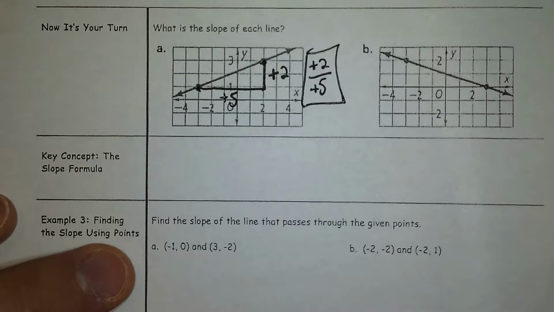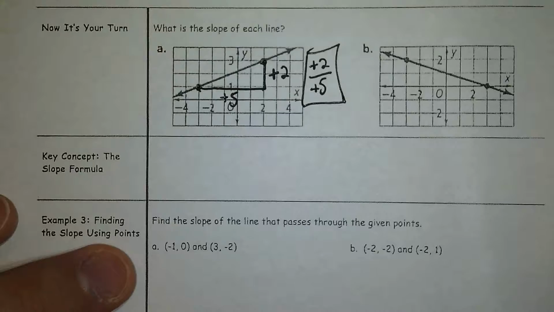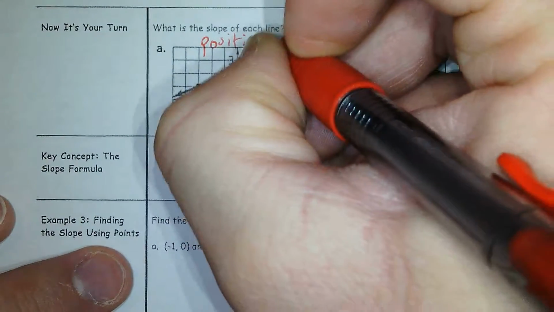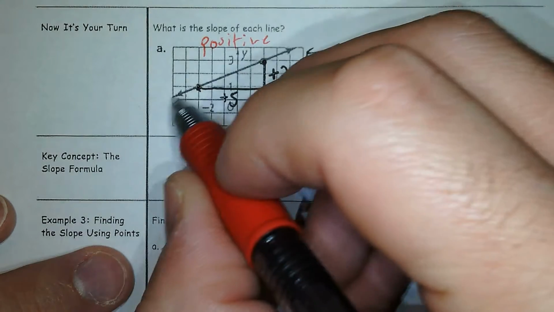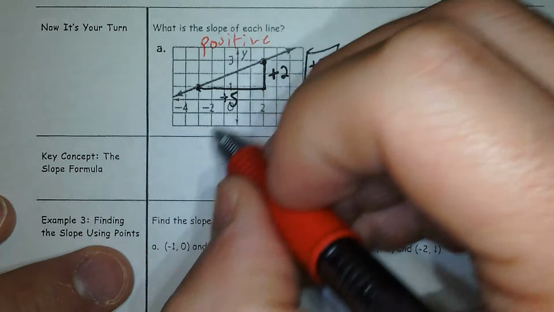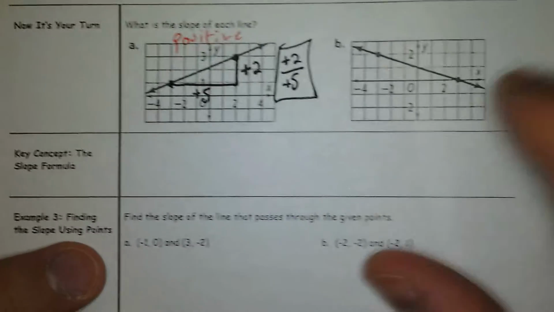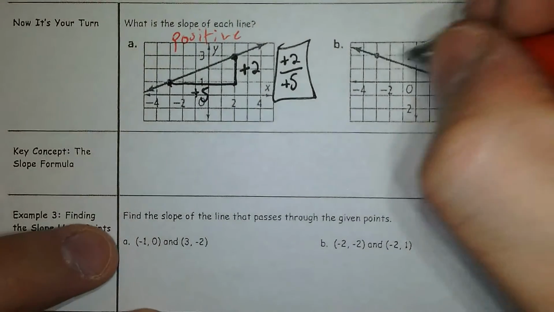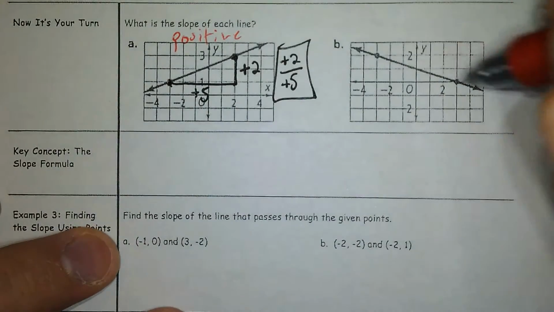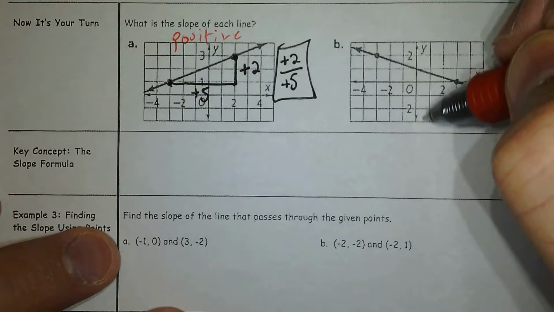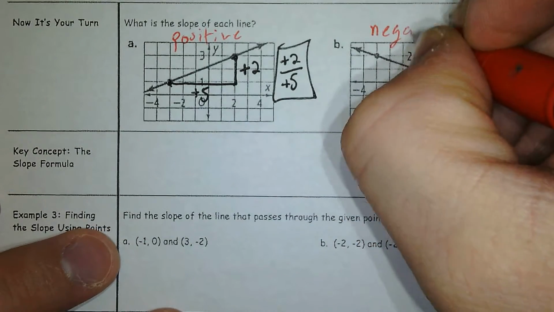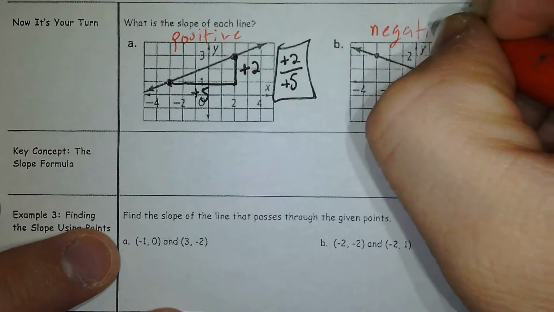Now, what kind of slope is this? Is it positive or negative? Well, hopefully we figured out that this is a positive slope, because if we look at it from left to right, as it travels, it's going in an upward direction. Now for B, first things first, let's figure out the slope. Is it positive or negative? Well, if we read it from left to right, it's going in a downward direction, which means it should be a negative slope.